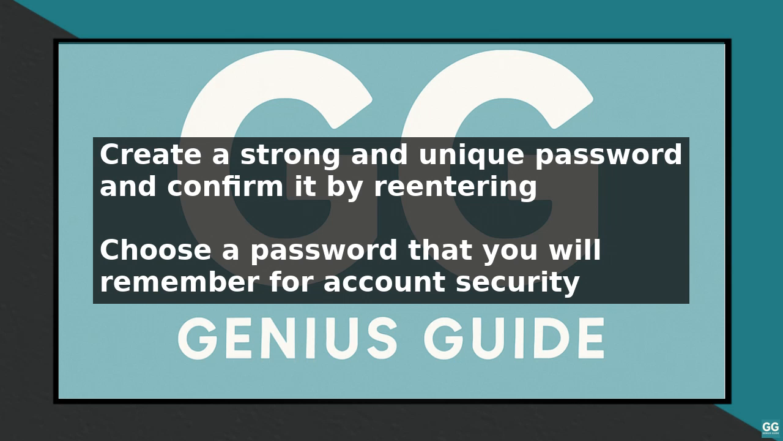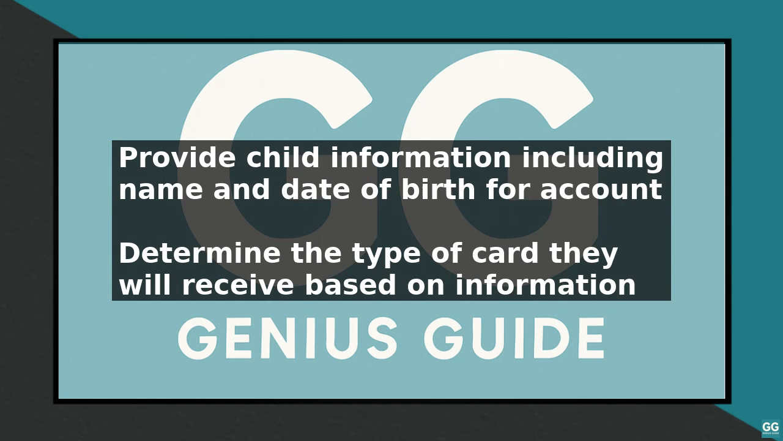After adding a funding source, you will be asked to set up a weekly or monthly allowance for your child. This is the amount of money that will be transferred to your child's account on a regular basis. You can choose to set up a fixed allowance or a variable allowance that changes each week or month.